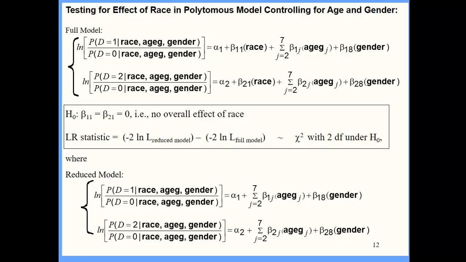The reduced model is what you get under the null hypothesis. The null hypothesis is that the coefficients of the exposure variable, and there are two coefficients, are equal to 0. So under that, the race variable drops out of the model. So that's the reduced model.